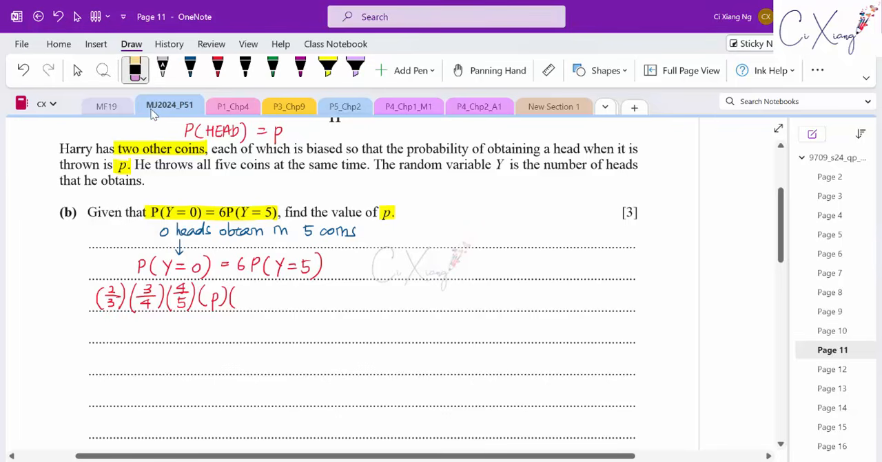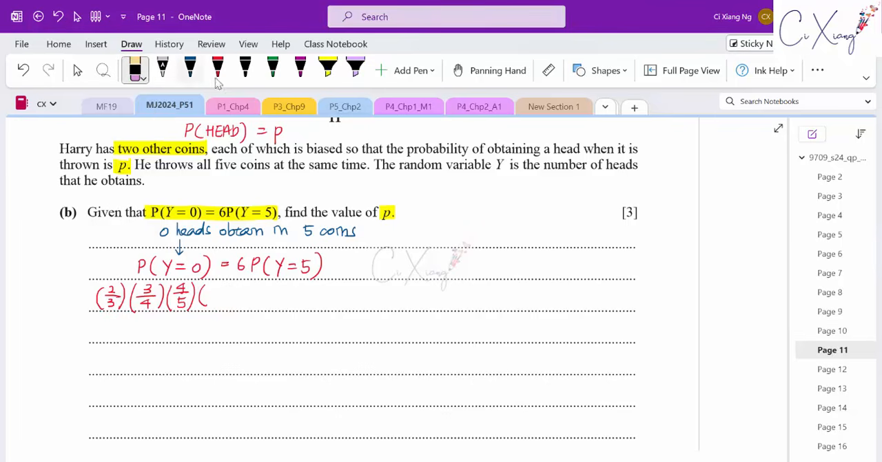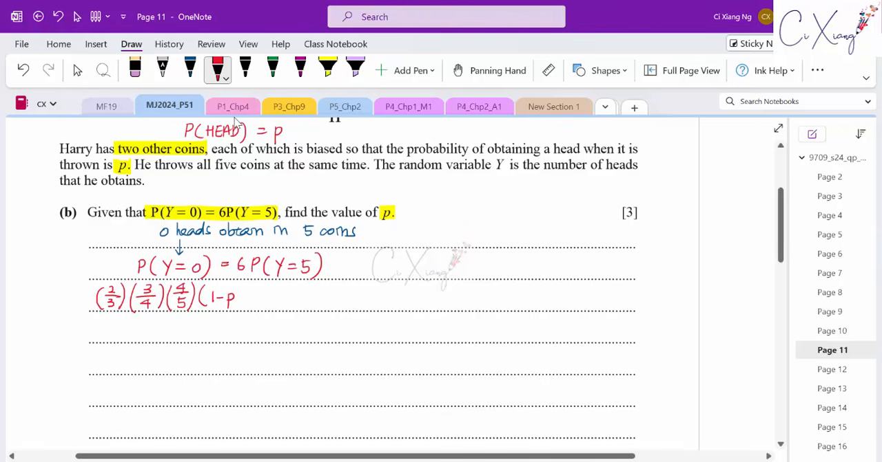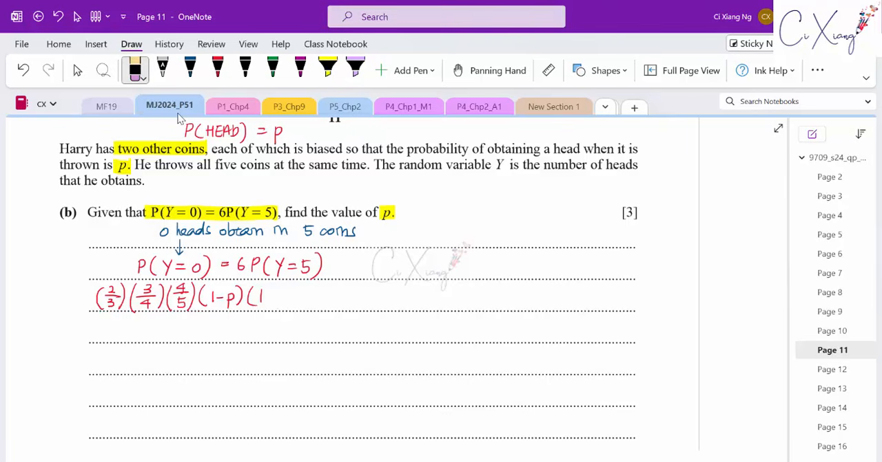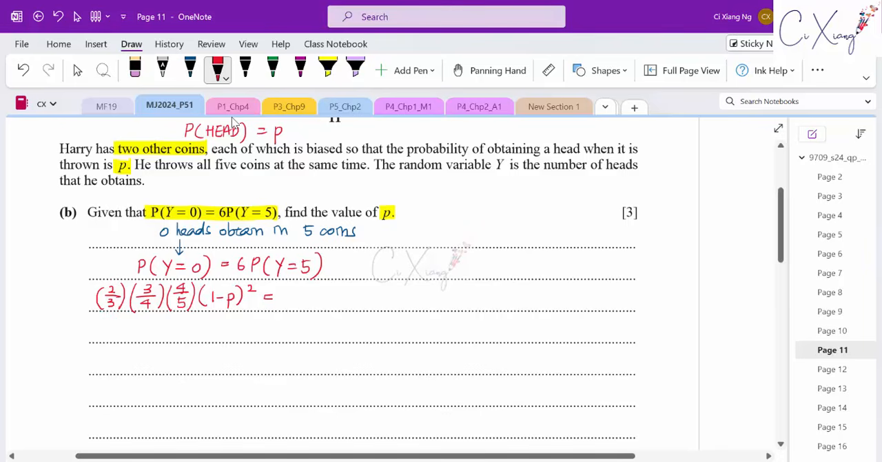It shouldn't be P, right? Head is P. So here, that means I didn't get a head. It should be 1 minus P multiplied with 1 minus P. Okay, so to make it easier, I directly put it as a square. That equals to 6, so you just copy a 6.